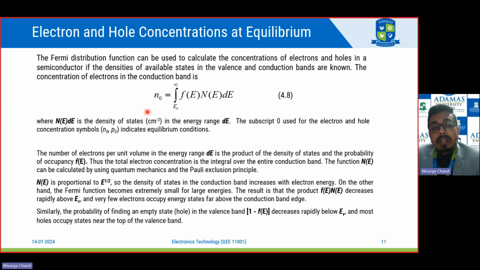And the number of electrons per unit volume in the energy range dE is the product of the density of states and the probability of occupancy f(E). f(E) is nothing but the Fermi-Dirac distribution function, and N(E) dE is the density of states. So N(E) is proportional to E to the power half. So the density of states in the conduction band increases with electron energy.